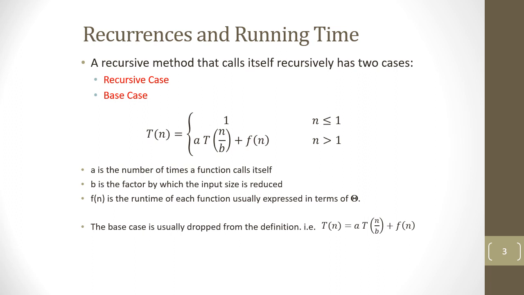So the base case is usually dropped as it is trivial from the definition, and for this generic equation, we will write the recurrence relation as t of n is equal to a t of n by b plus f of n.